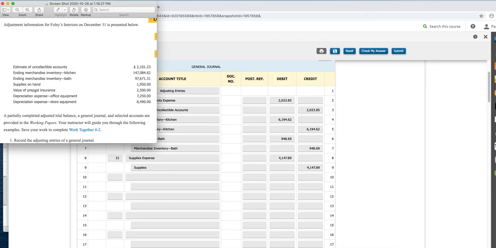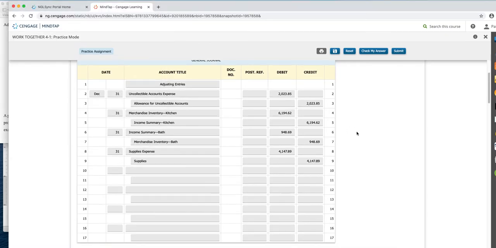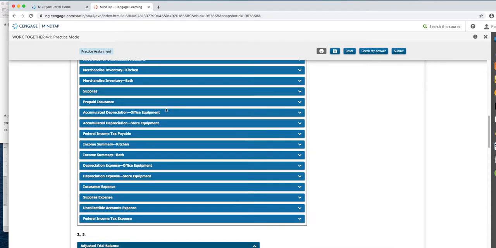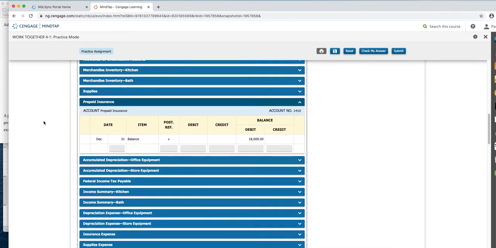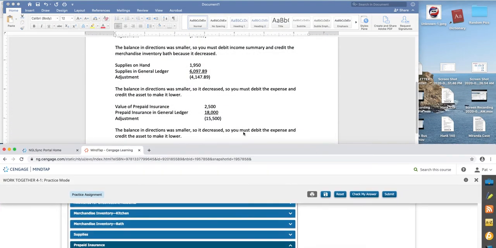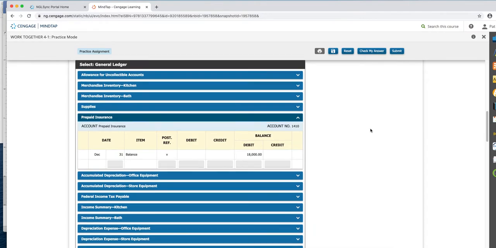Next transaction is very similar. Value of prepaid insurance says what we have left at the end of this fiscal period is $2,500. Go down to here. Prepaid insurance says we started with $18,000. So the value of prepaid insurance now that we know of is $2,500. That's what we have. Start out with 18. The difference is the adjustment. Since it's smaller, we need to credit the asset to make it lower, and we'll debit the expense.